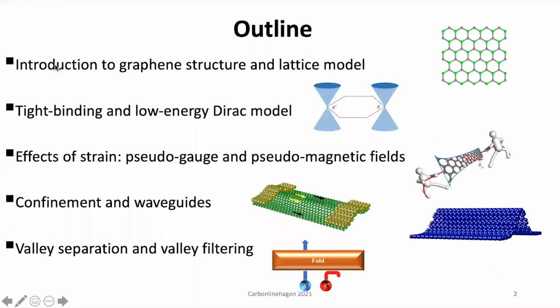The topics that I am going to cover in this tutorial are briefly described in this outline. First, I am going to review some basic facts about the graphene structure and the lattice model, and I will use those to motivate the description in terms of the tight binding and the low energy Dirac Hamiltonians. And I then will introduce the strain, and I will show you the origin of two of the most known players in the description of the deformed graphene membranes, which are known as the pseudo-gauge and the pseudo-magnetic fields.